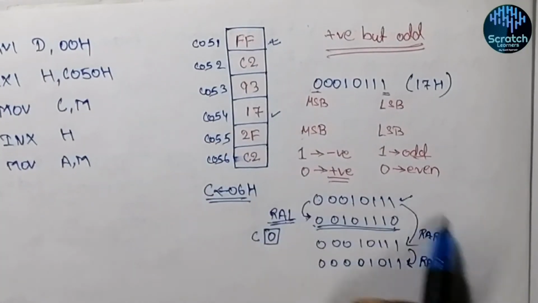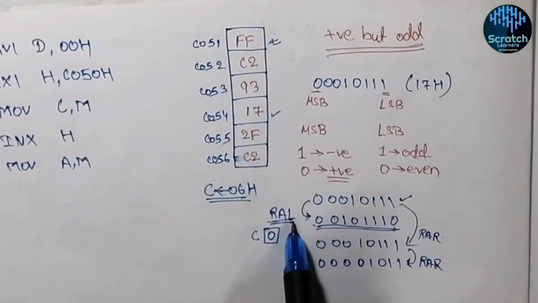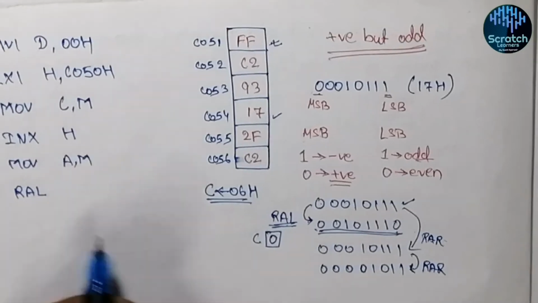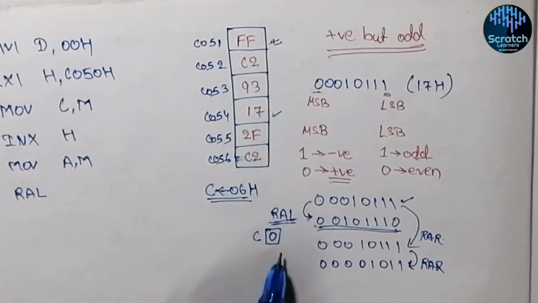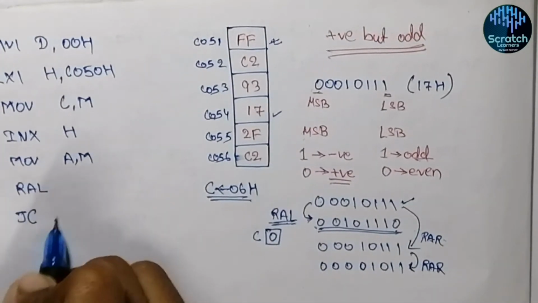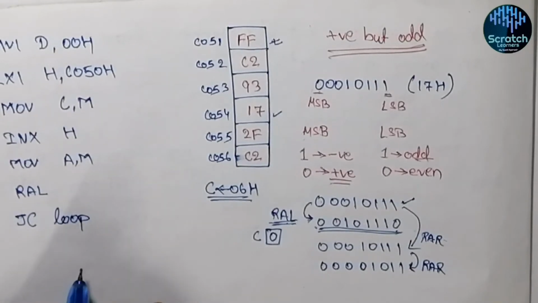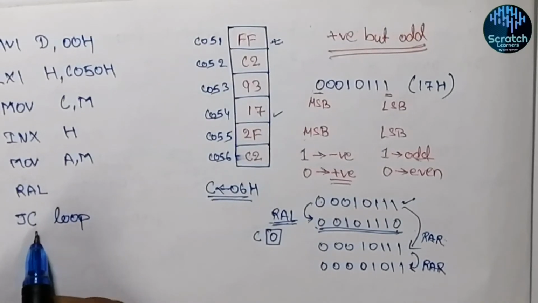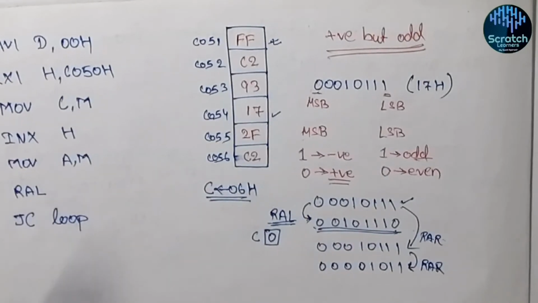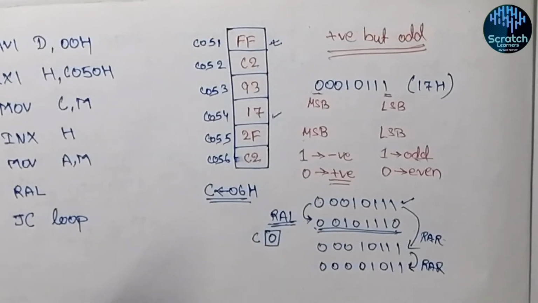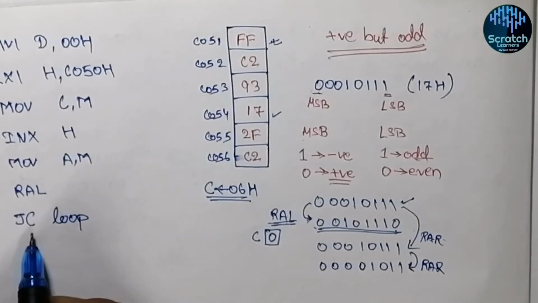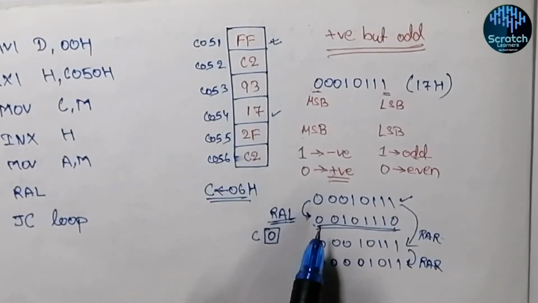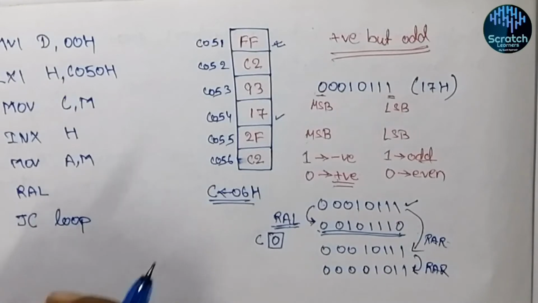The next step is this one, that is, rotate towards left. So we will write the RAL instruction here. Then we need to check the carry flag, so it will be jump if carry, loop. Now understand here, if a carry is generated, then the loop control will go to some other location, right? But if the carry is not present, then it means that this is a positive number. So the condition for a positive number is satisfied.